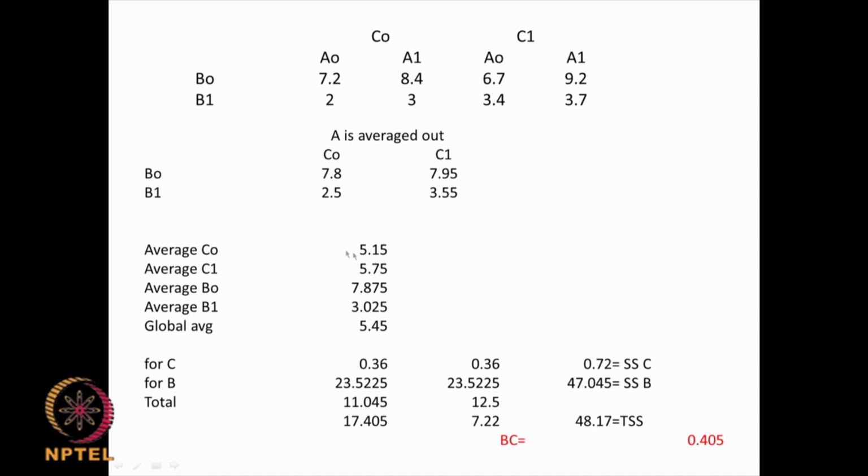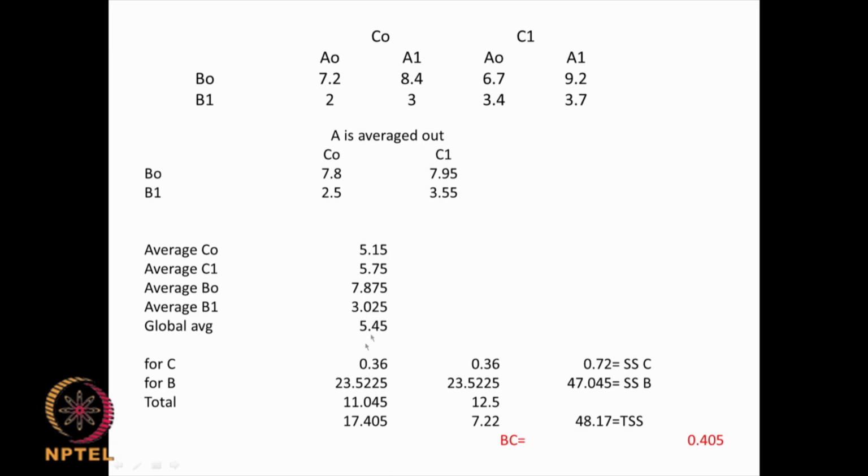So, we have the average for C naught, average for C1, average for B naught, average for B1, then the global average. Now, for C, when you are calculating the sum of squares, what do you do? 5.45 minus 5.15 squared, multiply by 4. Same thing here. Then for B, 7.875 minus 5.45 squared, multiply by 4. Then for this, 3.025 minus 5.45 squared, multiply by 4.